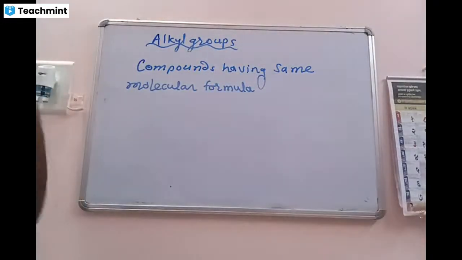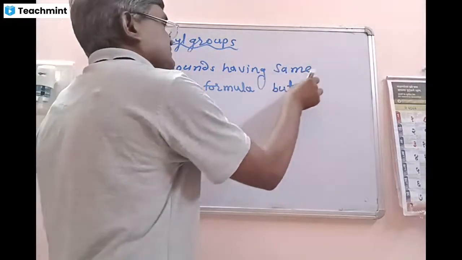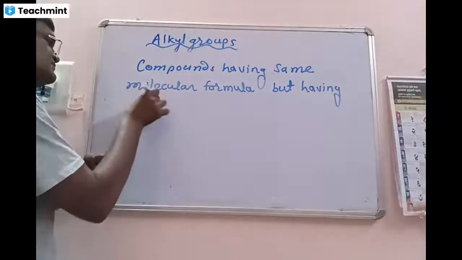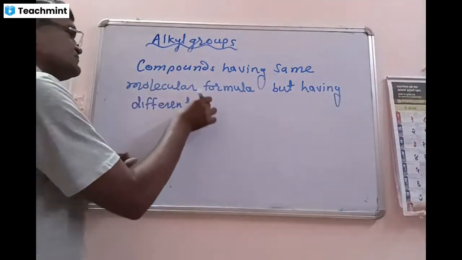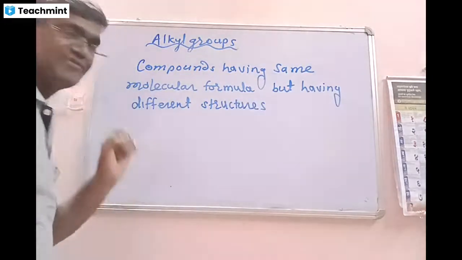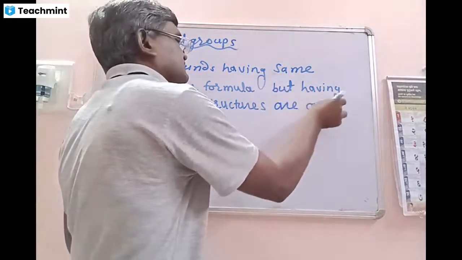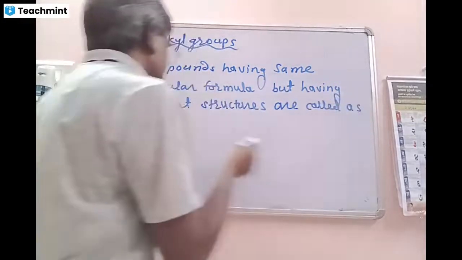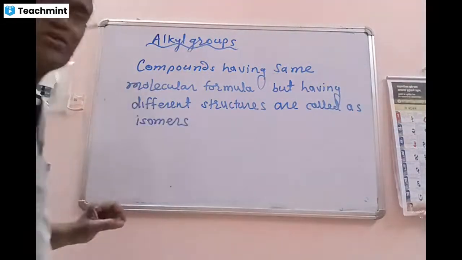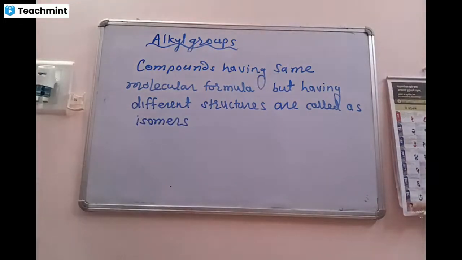Compounds having the same molecular formula, C4H10, but having different structures are called isomers. Iso means same and mer means molecular formula.